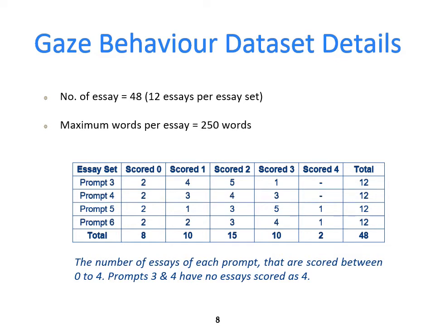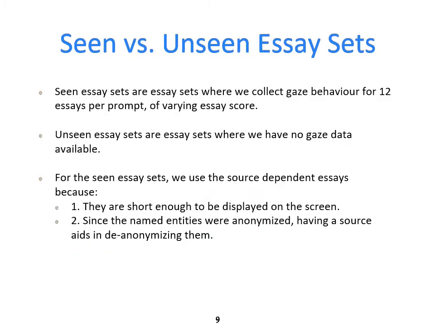So this is the summary of our gaze behavior dataset details. We use 12 essays from each prompt, and the maximum words of the essays that we use is 250. And we collect essays for each of the different score levels for each of the different prompts.